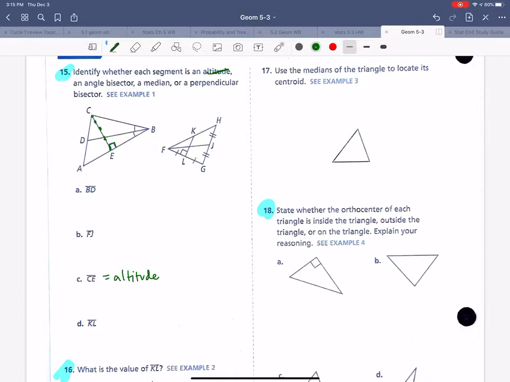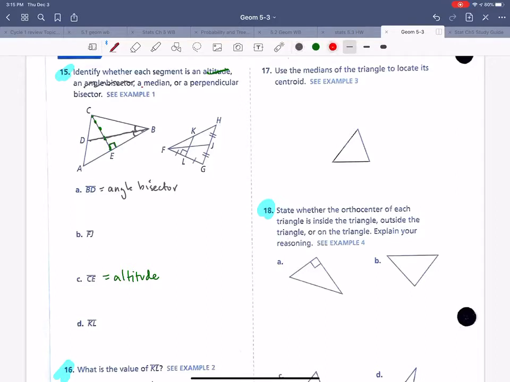What segment is an angle bisector? So let's try an angle bisector. So it looks like this line cut this angle in 2 equal pieces. So BD is an angle bisector. Okay. What else? Do I see any more angle bisectors? No. So I don't see any more.